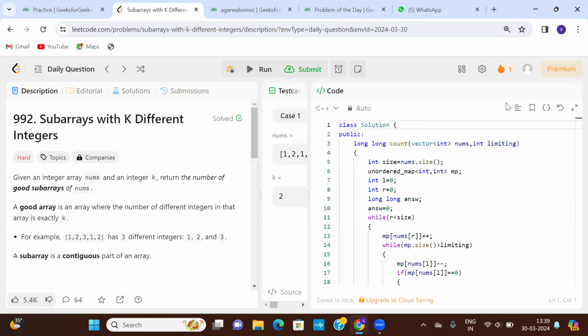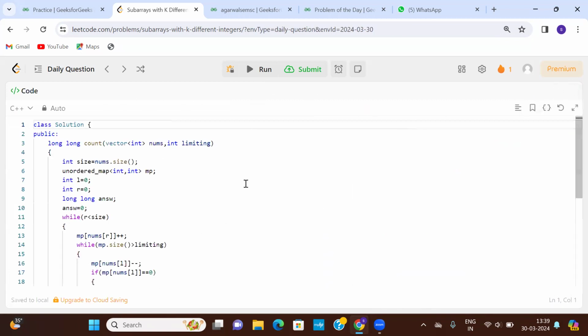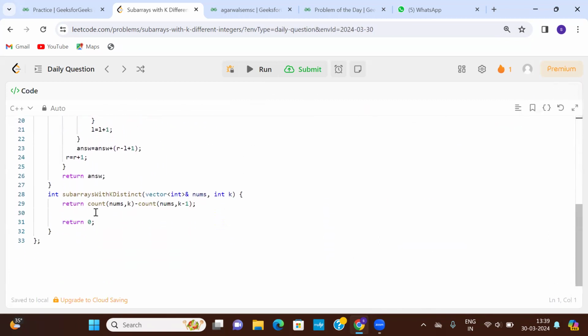So this is the only approach which we have followed. See, in count(nums, k), this function will return the number of subarrays in which the number of distinct integers is lesser than or equal to k. And count(nums, k-1) will return the number of subarrays in which the number of distinct integers is lesser than k. If I subtract both of them, this will give me my answer. So this is the approach I have followed.